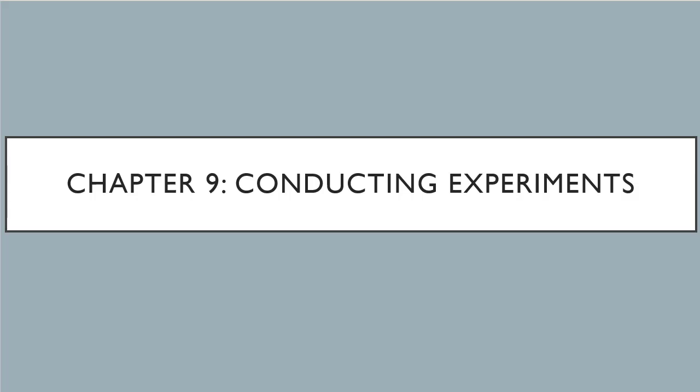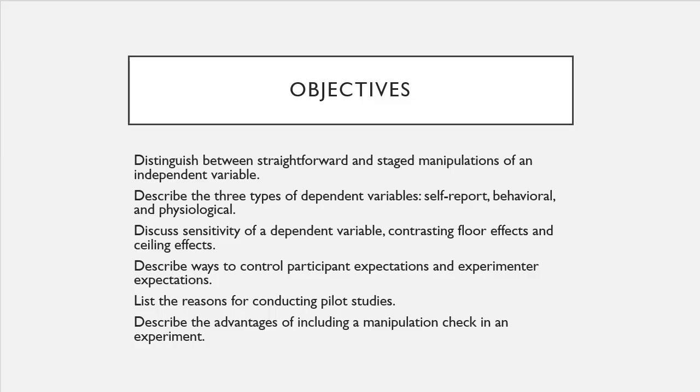In Chapter 9, we're going to talk about some of the ins and outs of conducting experiments in terms of how we manipulate the variable. We're going to spend a lot of time on that, but there are a lot of considerations in how we conduct an experiment, and there are some pros and cons to them. So let's jump into the objectives and we'll hop into the lecture.